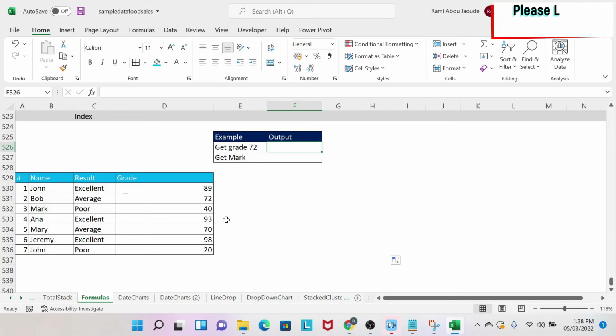Over the next 3 lessons, we're going to learn how to do a reverse VLOOKUP, which means a VLOOKUP from right to left. For this, we're going to learn about the INDEX formula, the MATCH formula, and then how to combine them together. So this lesson is focused on INDEX.